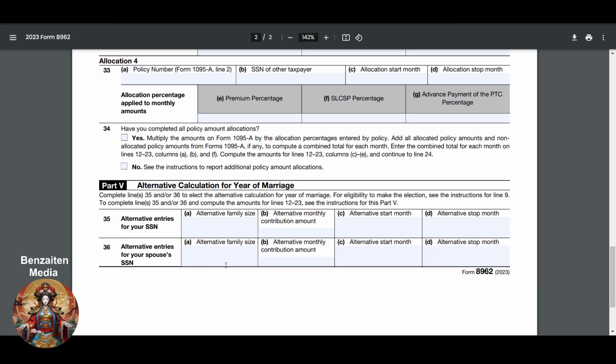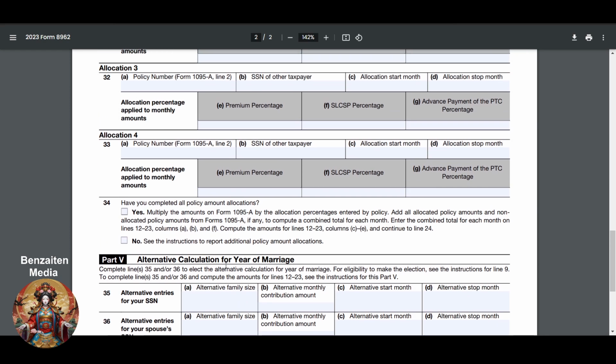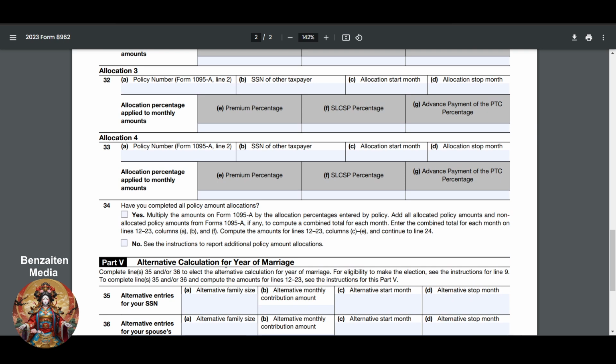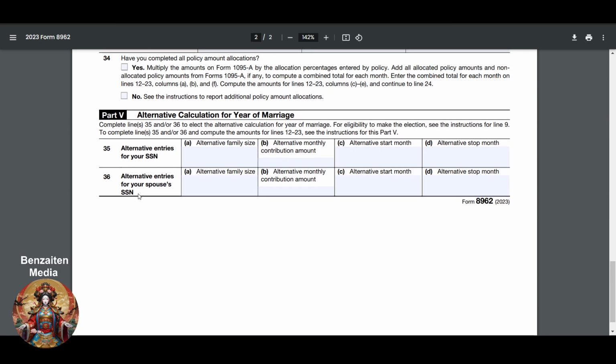This is also important info here. If you're unaware of how to complete the form 8962 or have a complex tax situation, consider consulting a tax professional, because that is really good. The last part is the alternative calculation for year of marriage. If you are married, then you just need to fill out this form.